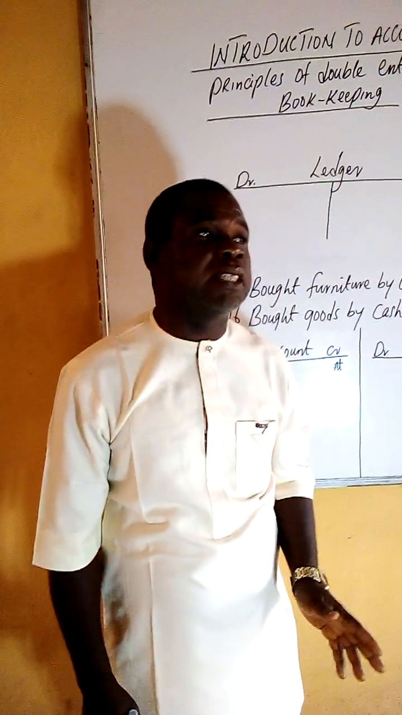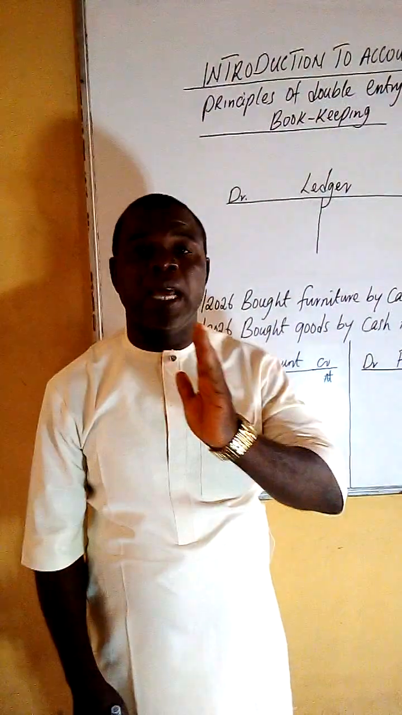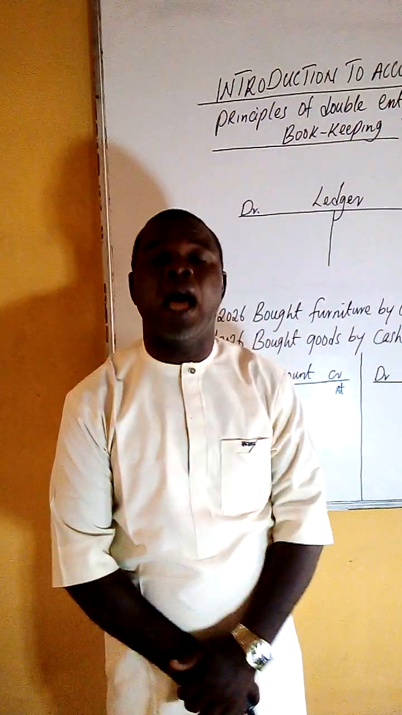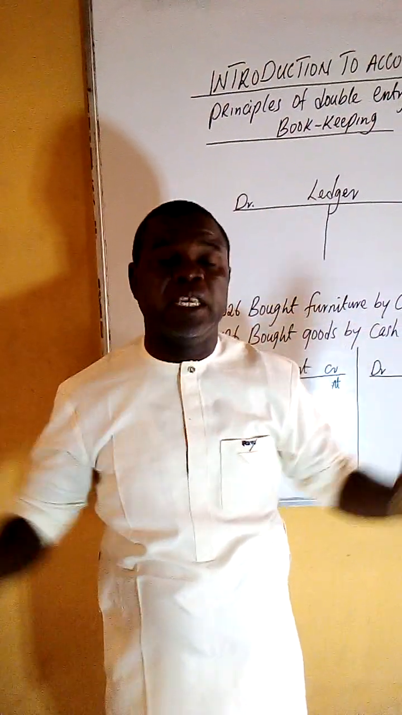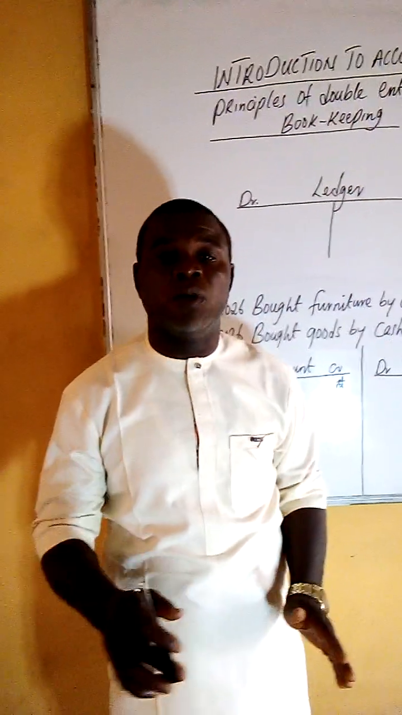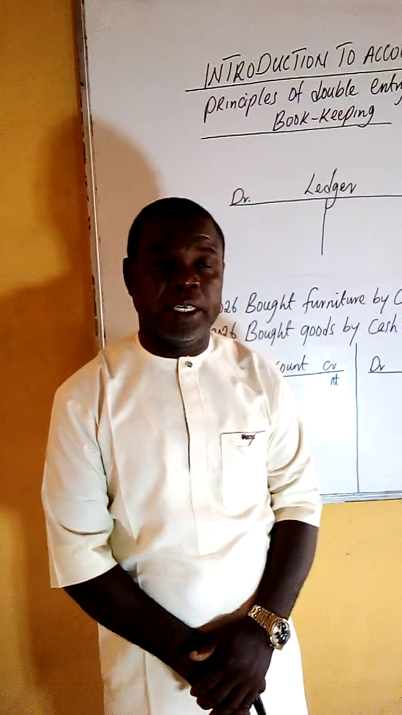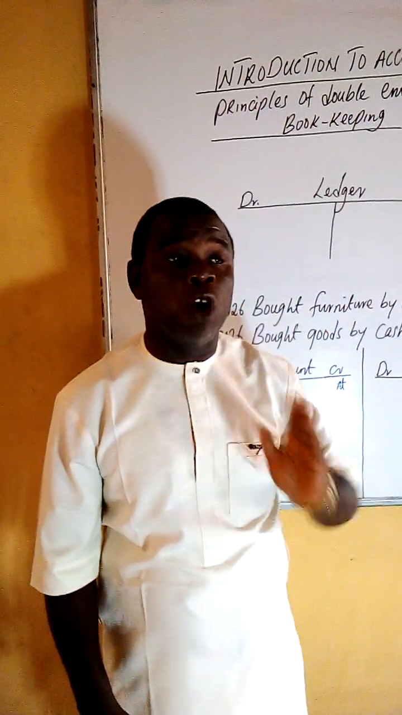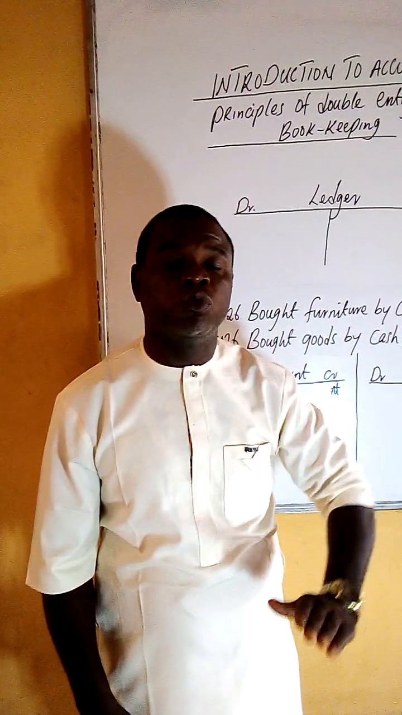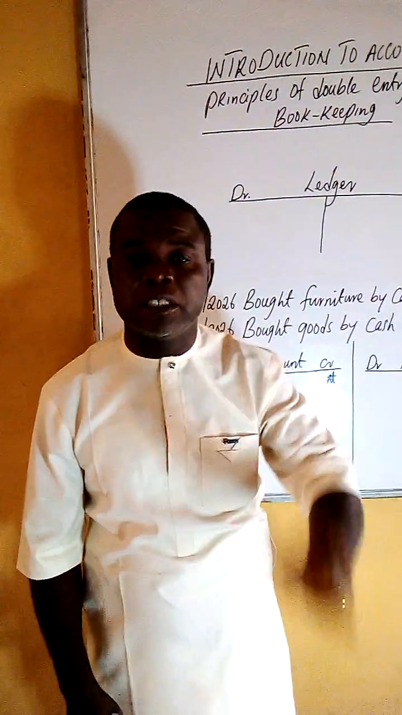And the emphasis of the principle is there should be two accounts, the receiver account and the giver account. The account that receives should be debited and the account that gives should be credited. And in principles of double entry, when we're talking about double entry, it means posting into ledger. And ledger is the principal book of account.